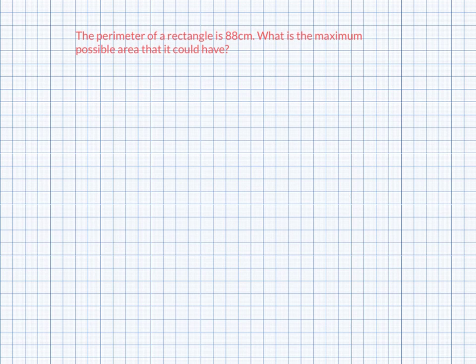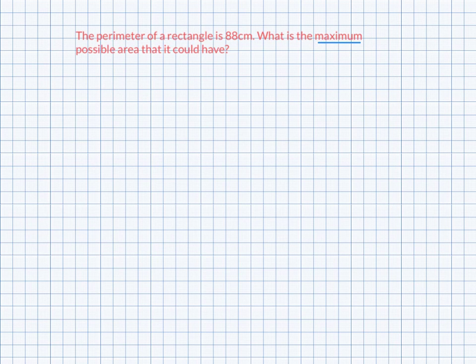Let's do this question here. The perimeter of a rectangle is 88 centimeters. What's the maximum possible area it could have? So I know this involves parabolas because it says maximum area. So remember, if a parabola is a smiley face, it has a minimum turning point, a minimum y value, and if it's a frowny face, it has a maximum turning point or a maximum y value. So parabolas are good for maximum or minimum problems.